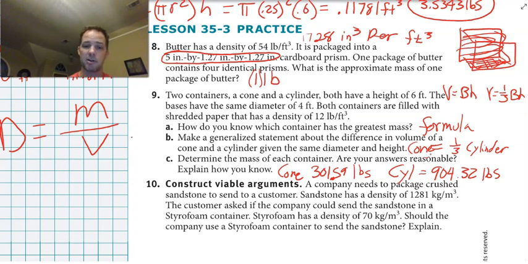Part C says determine the mass of each container. Are our answers reasonable? Yeah, the cone weighs 301 pounds, the cylinder weighs 904 pounds, which is about 3 times as much. Based on the formula, it should be exactly 3 times as much.